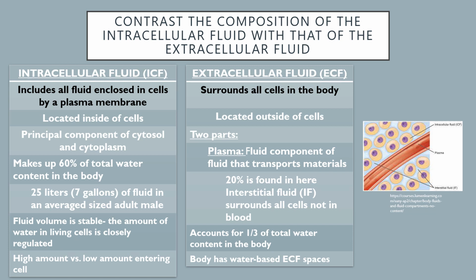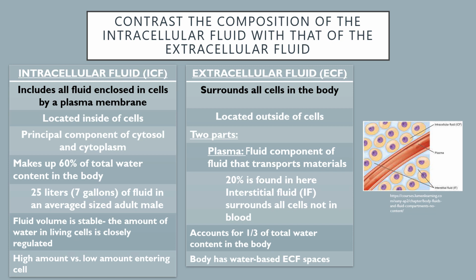Now I will discuss some of the differences between the intracellular fluid and the extracellular fluid. The intracellular fluid, ICF, lies within cells and is the principal component of the cytosol and cytoplasm. The ICF makes up about 60% of the total water in the human body, and in an average-sized adult male, the intracellular fluid accounts for about 25 liters or 7 gallons of fluid.